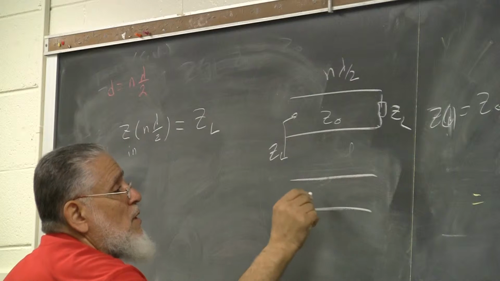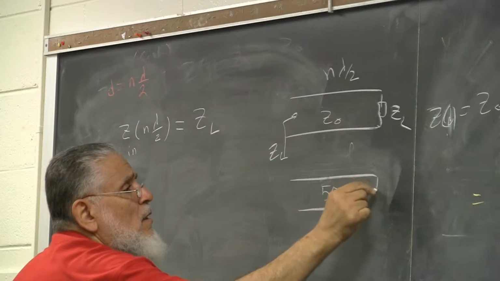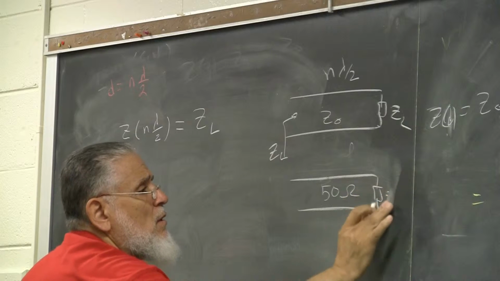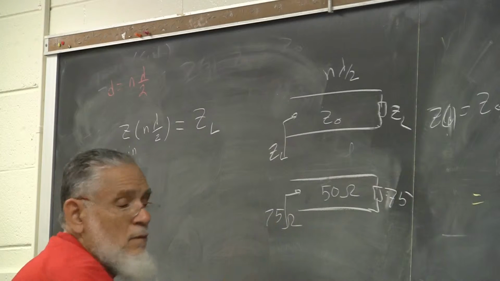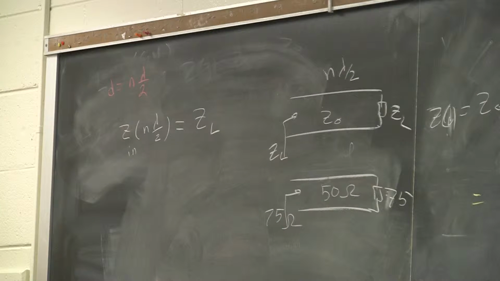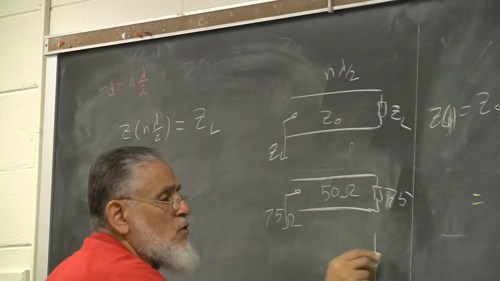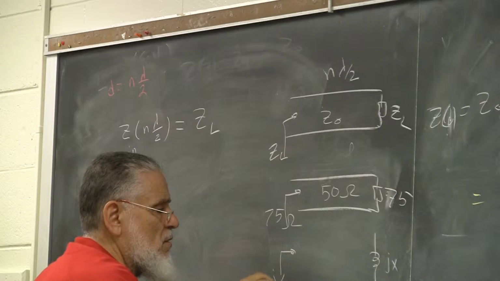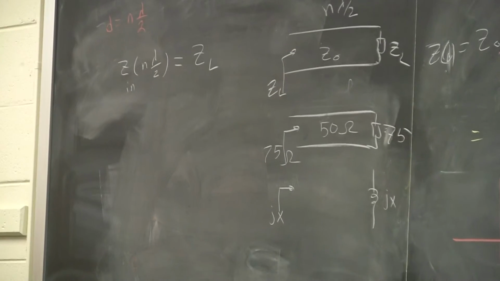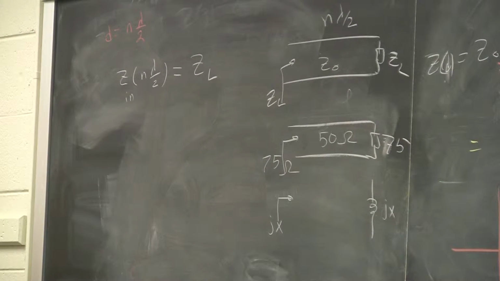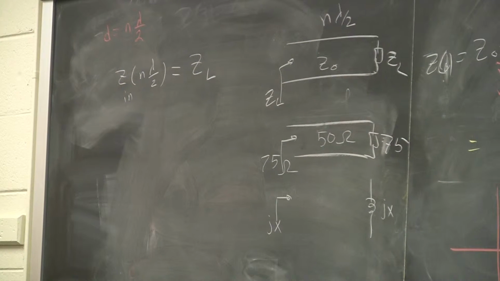Let's take some numbers. 50 ohm line, I'll put 75 ohm load here. I see a 75 ohm here. See the same exact impedance value. I'll put an inductor here, jX, I see the same exact jX there. Nothing changes. That kind of phenomena here, or that kind of property, is very useful in designing special lines that are kind of odd.